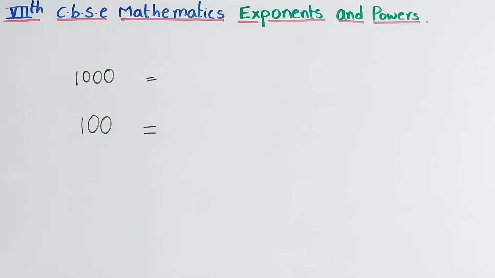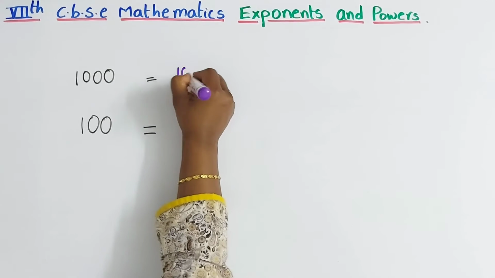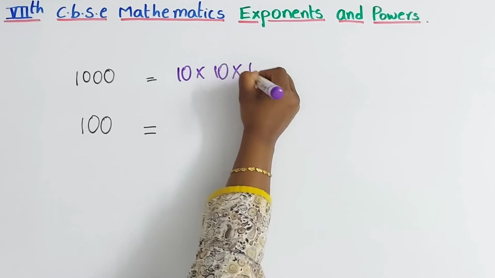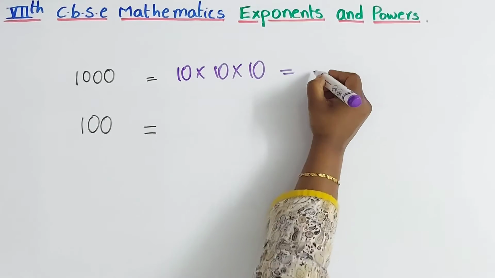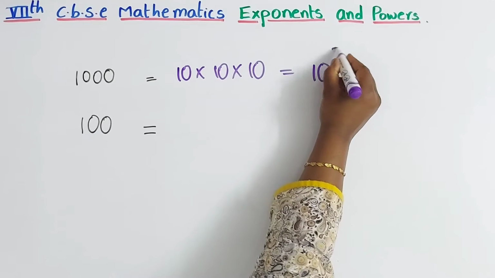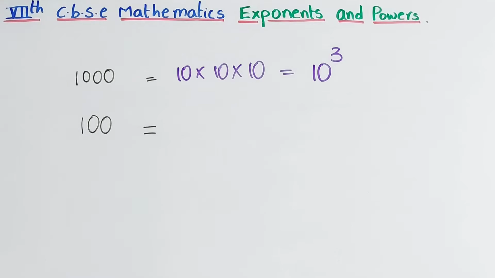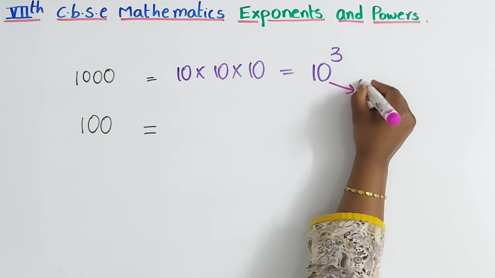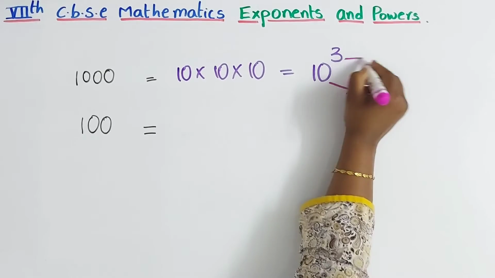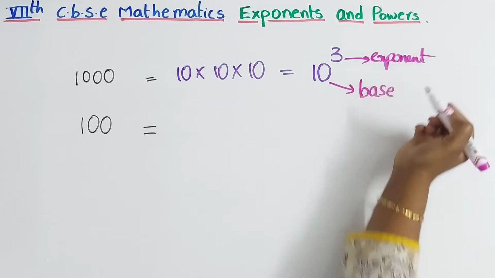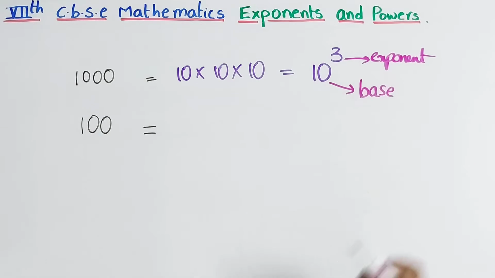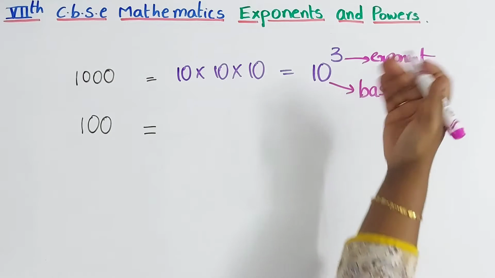We'll see some more examples, children. 1000. 1000 means we can write it as 10 into 10 into 10. Here we are multiplying 10 3 times repeatedly, right? So we can write 10 to the power of 3. Here 10 is base and 3 is exponent. This exponent we can call it as power also. 10 to the power of 3.